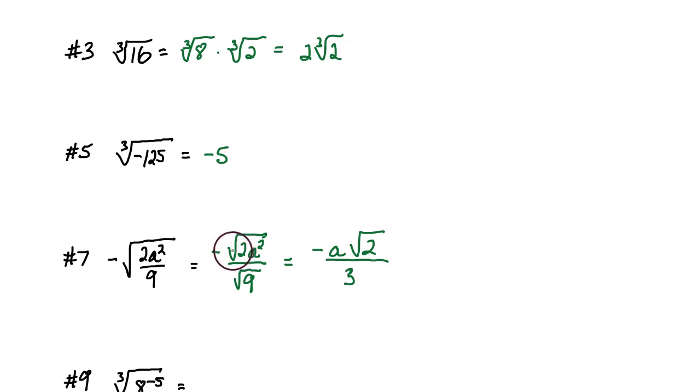We could find the square root of a squared. That makes a. But we couldn't make the square root of 2 produce a whole number, so we left it in its radical form. We could evaluate the square root of 9. It makes 3.